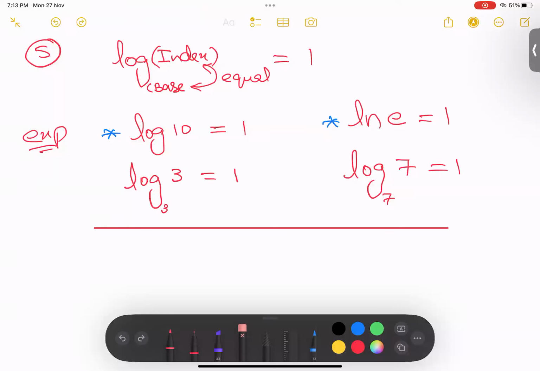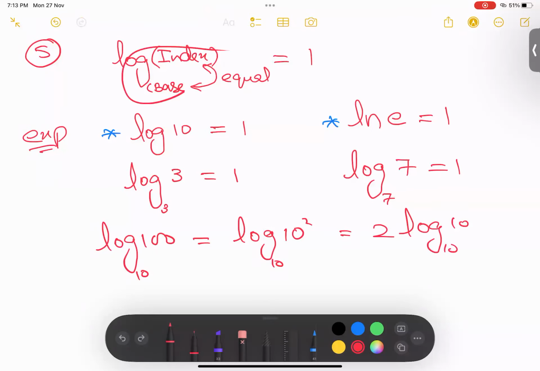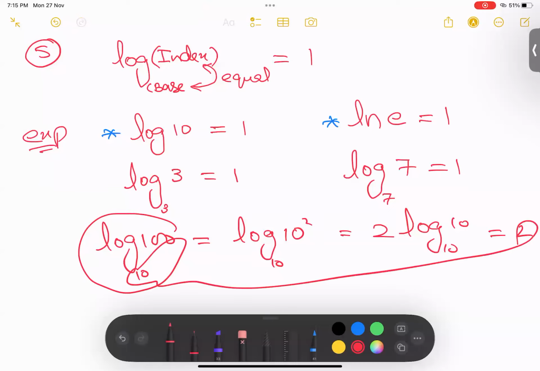All right, one more example I can tell you. For example, logarithm of 100. How can you type it? I can say log of 10 squared, because you know 100 is 10 squared. This 2 can come down. What is the base? Base 10. So this is log 10 base 10, and log 10 base 10 is 1 according to this property. So this is 1, and 1 times 2 is 2. It means if you type log of 100 base 10 in the calculator, it will give you 2.